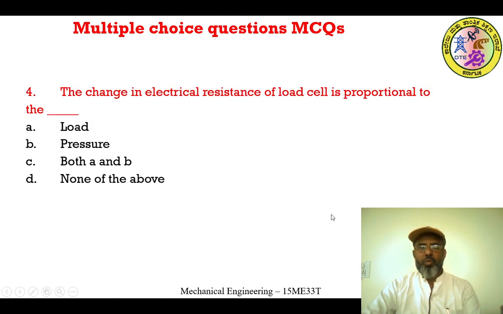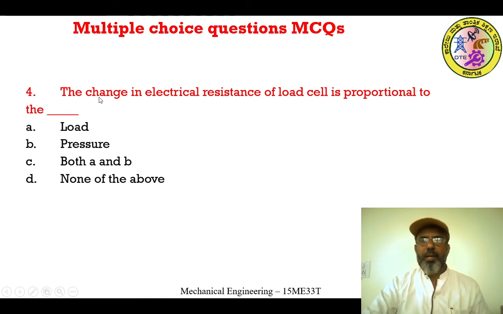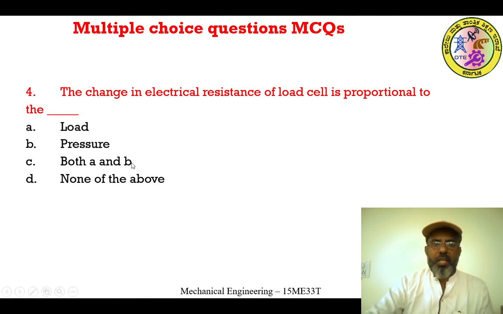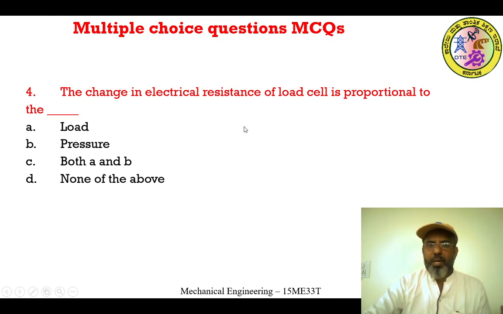Then the fourth important item to be remembered in this session is, the change in electrical resistance of load cell is proportional to the dash. Your time starts now. Try to answer. Option A, load, B, pressure, C, both A and B, D, none of the above. The change in electrical resistance of load cell is proportional to the, yes, try to remember and answer.